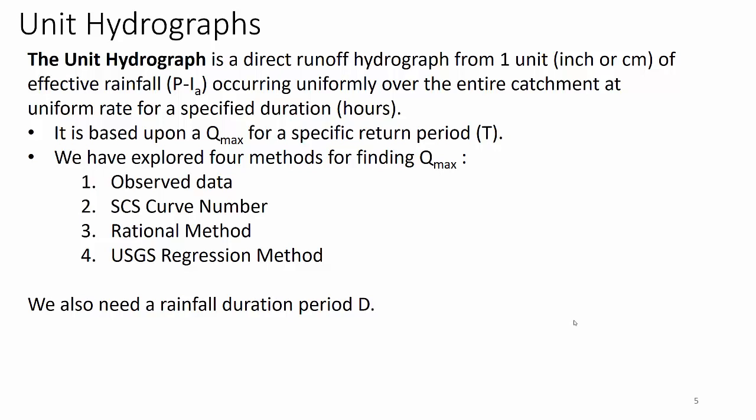That means you don't really work with huge watersheds, because huge watersheds ought to have a gauge station. It's based upon a Qmax for a specific return period T, and we can calculate those now using the regression method. We have explored 4 methods for finding Qmax: observed data, SCS curve number, rational method, and USGS regression method using StreamStats. All we need is a rainfall duration of a period D. If we know what the effective rainfall is, so that is the rainfall that results in runoff for a period of D, and we know Qmax, we can build a hydrograph. That's the whole thing behind a unit hydrograph.